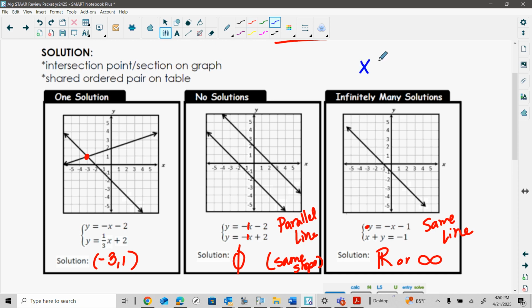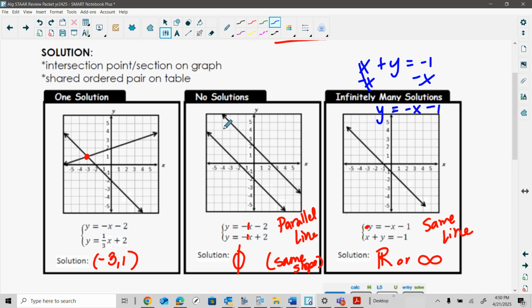So we had x plus y equals -1. If I solve for y, I'm just subtracting x on both sides. So this will turn into y equals -x minus 1, which is the same equation that I have here. -x minus 1. Same line, same equation.